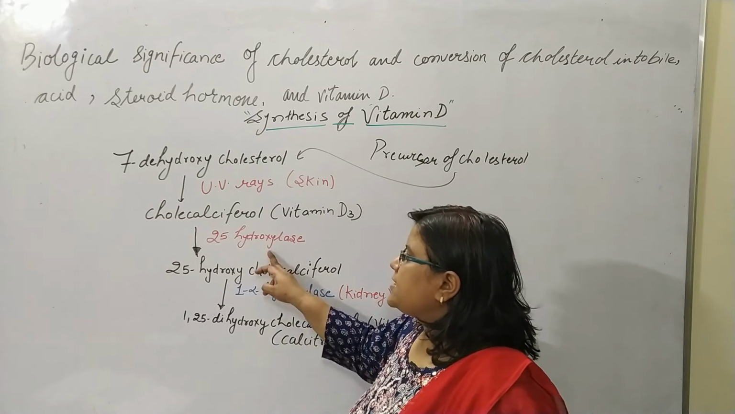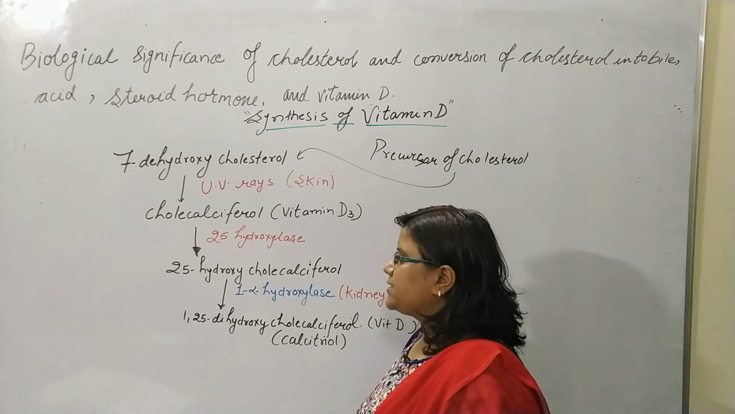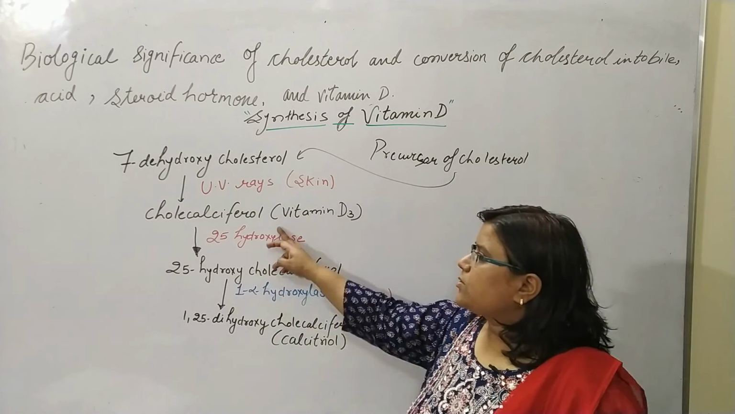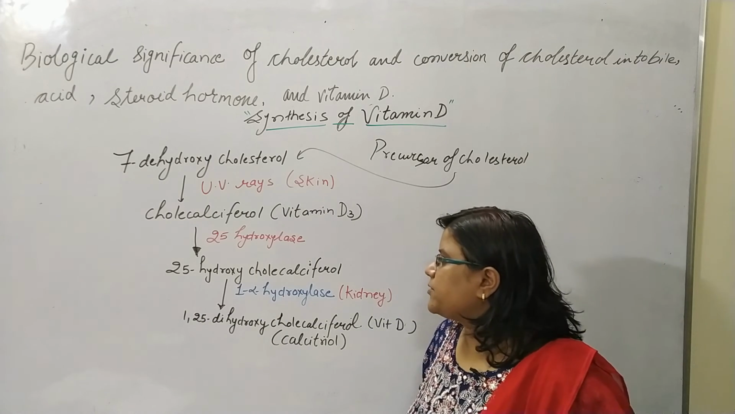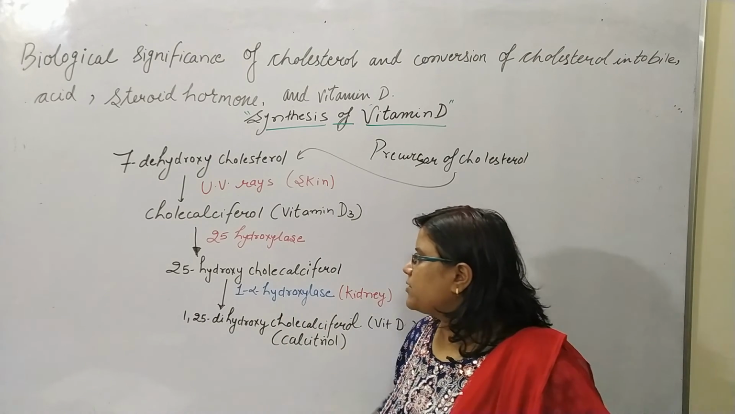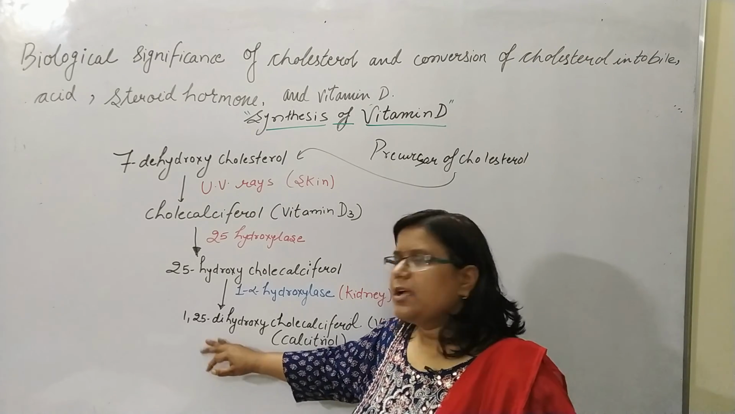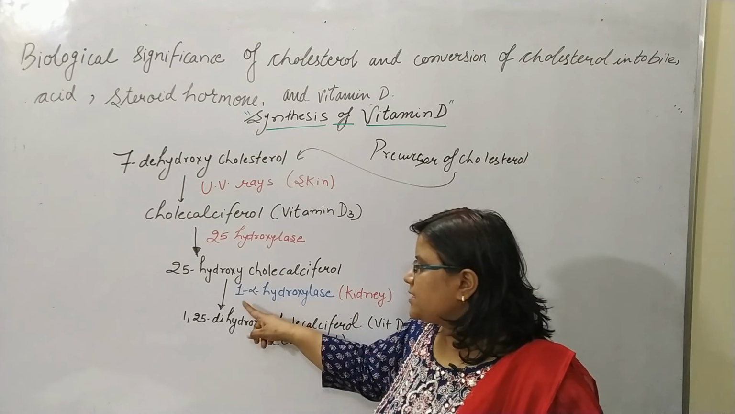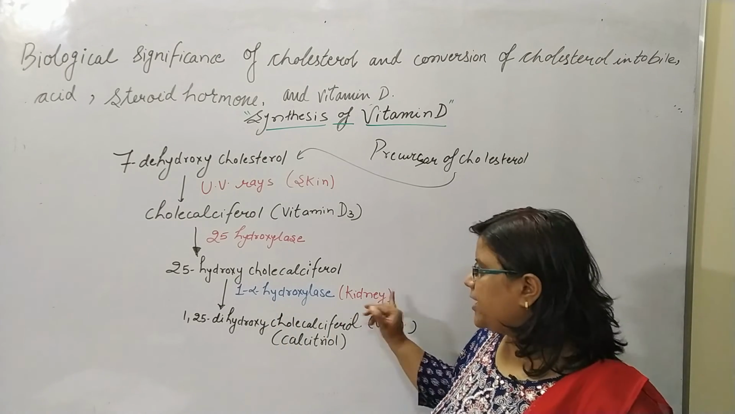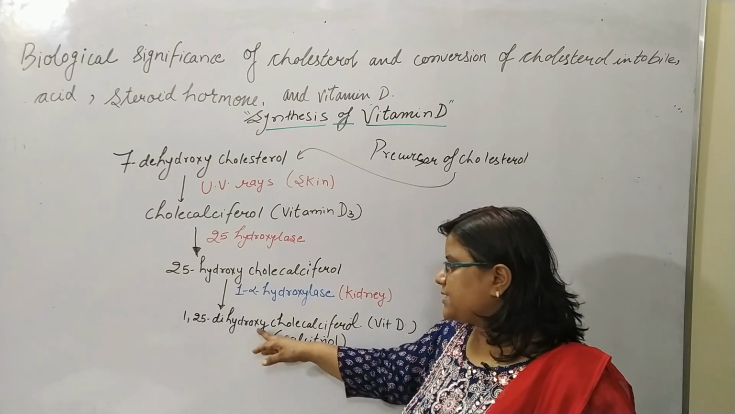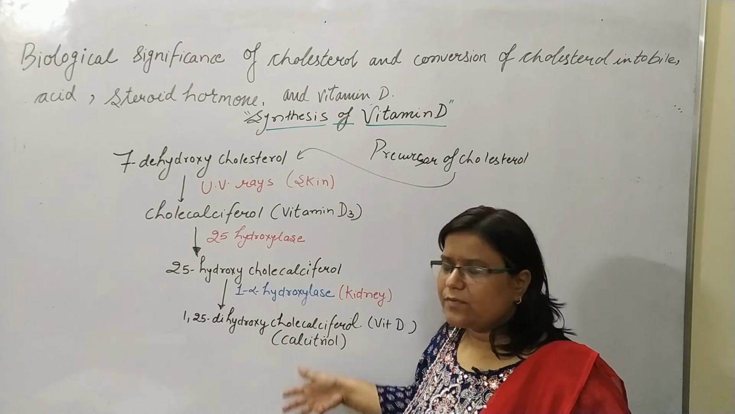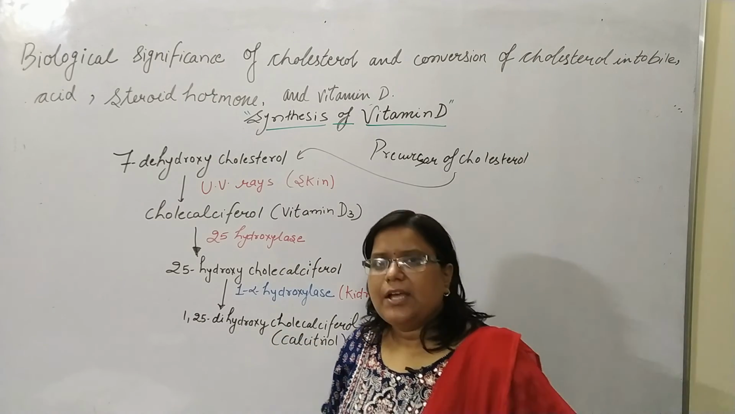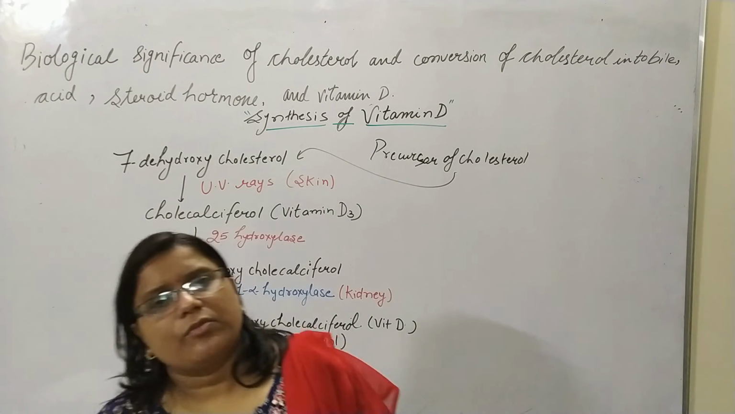Okay, now in the presence of 25-hydroxylase, this cholecalciferol is converted into 25-hydroxycholecalciferol. This 25-hydroxycholecalciferol is converted into 1,25-dihydroxycholecalciferol, in the presence of 1-alpha-hydroxylase in the kidney. Okay, so this dihydroxy form is known as calcitriol, which is the active form of vitamin D. So this whole process involves the skin and the kidney. Okay, so this is the whole formation of vitamin D.